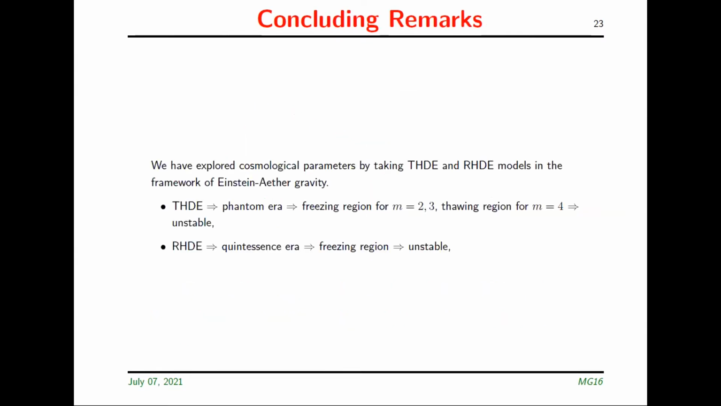So here are the concluding remarks. We have explored cosmological parameters by taking Tsallis holographic dark energy and Renyi holographic dark energy models in the frame of Einstein ether gravity. In Tsallis case, we have obtained only the phantom era and freezing region, and the thawing region for only m equal to 4.